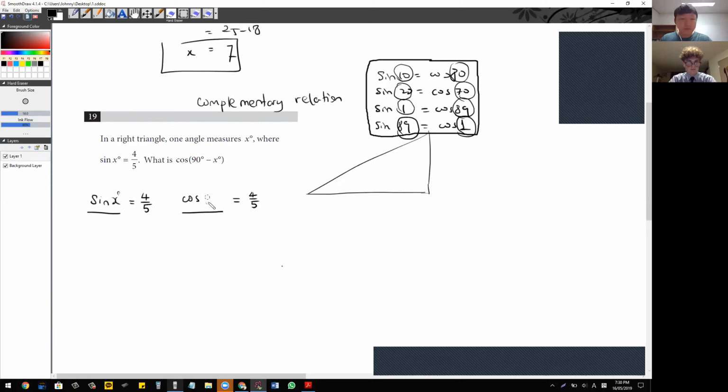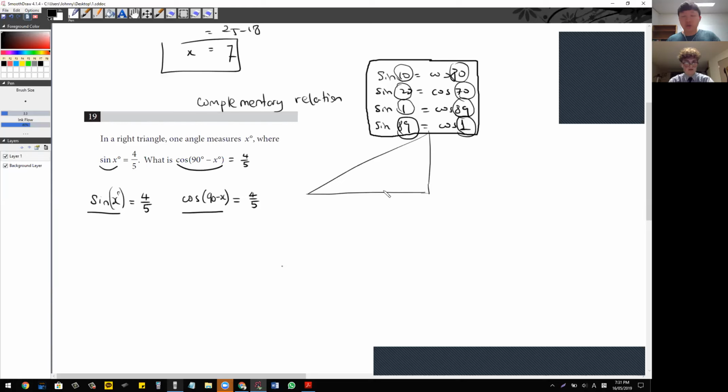Do 90 minus x and x add up to 90? If x is 10, 90 minus x is 80. If x is 20, then 90 minus x is 70. So they are in this relationship. Whatever x is, 90 minus x is a complementary angle to it because they add up to 90. Whatever this is, that must equal this one. That's why this is 4 over 5.